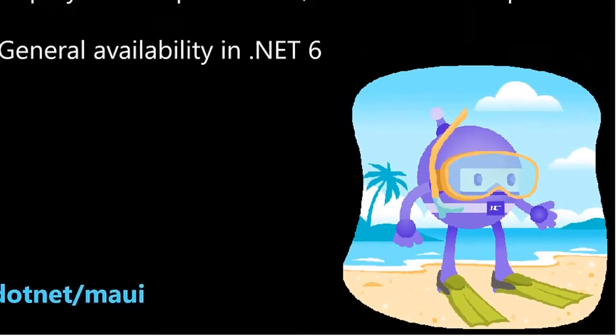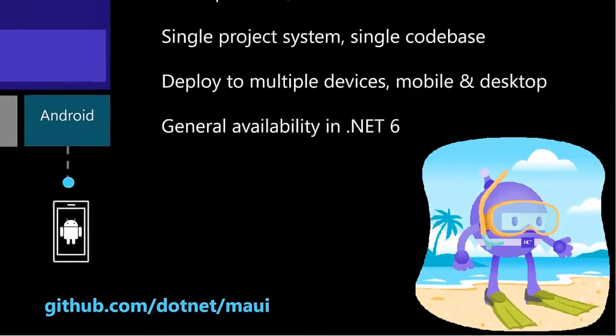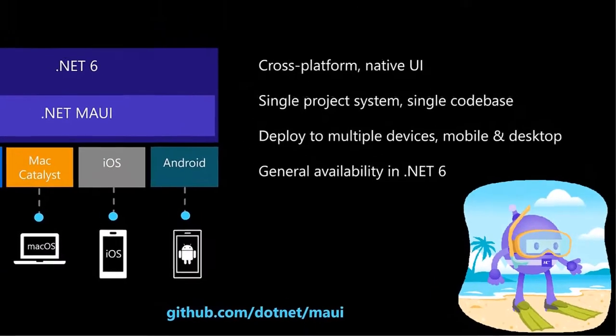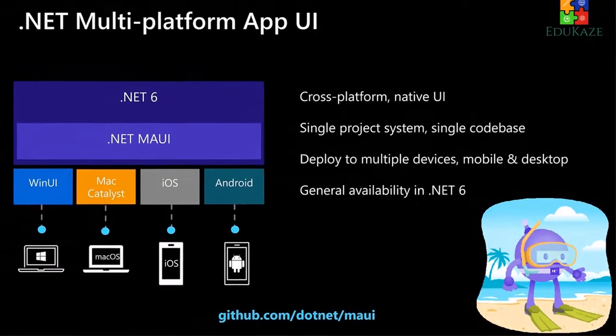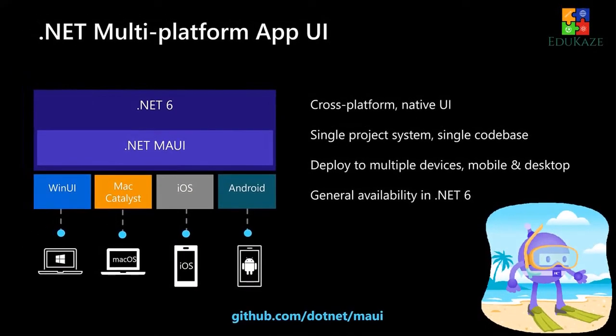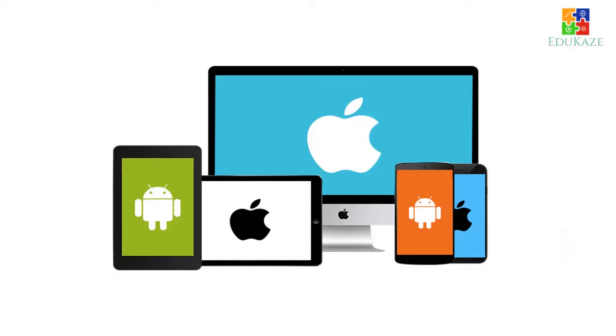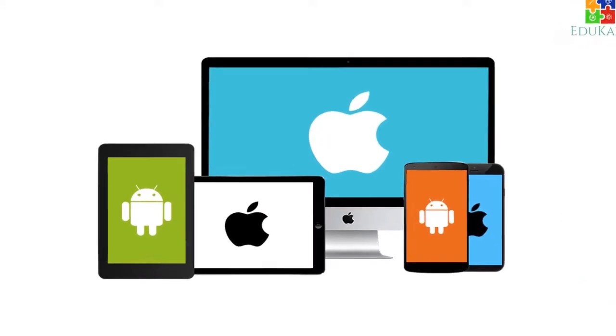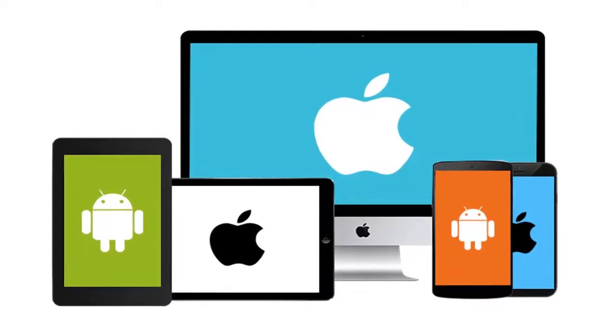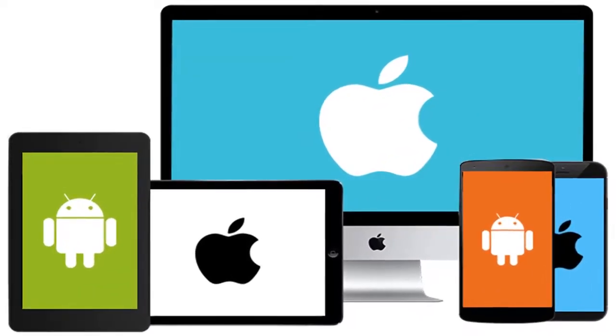In this video, we will discuss an introduction to what .NET MAUI is. .NET Multi-Platform App UI, or .NET MAUI, is a cross-platform framework for creating native mobile and desktop apps with C# and XAML. By using .NET MAUI, you can develop apps that can run on Android, iOS, macOS, and Windows from a single shared code base.